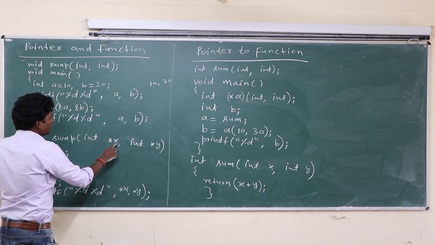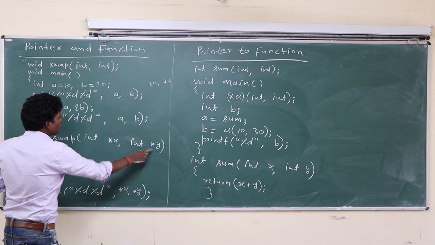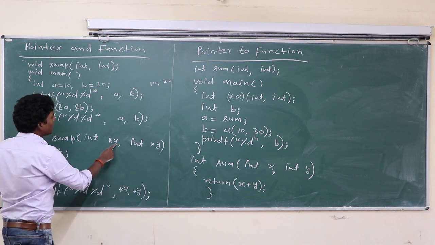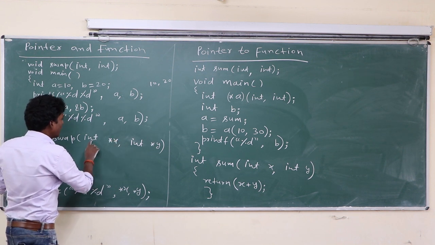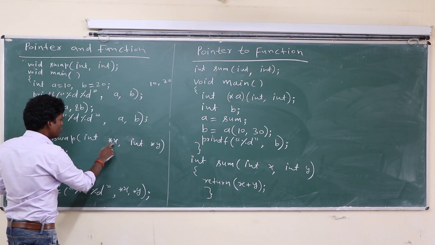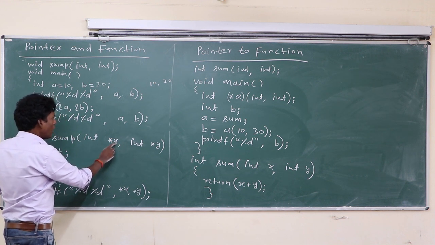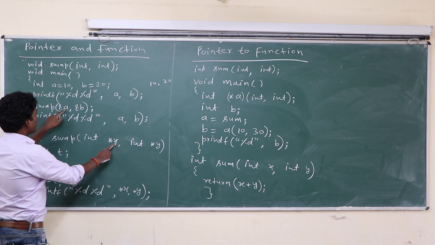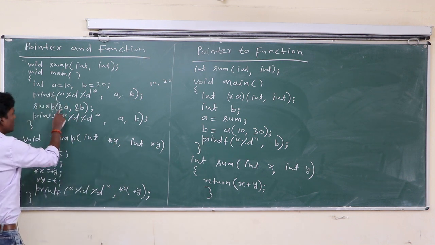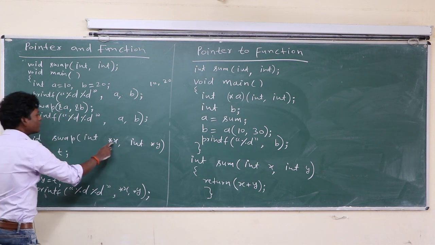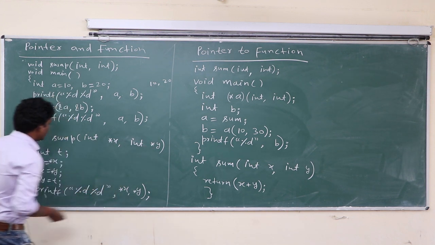So x and y should be pointers so that they can hold the addresses. So we make them pointers. int x is a normal variable, but apply the asterisk and x becomes a pointer. Now x can hold the address of a and y can hold the address of b. So the addresses supplied here are copied in x and y.